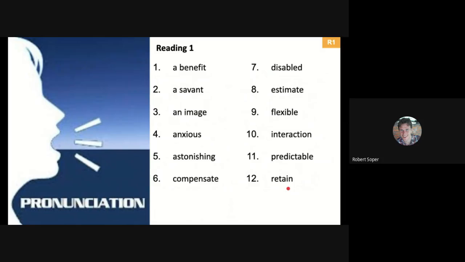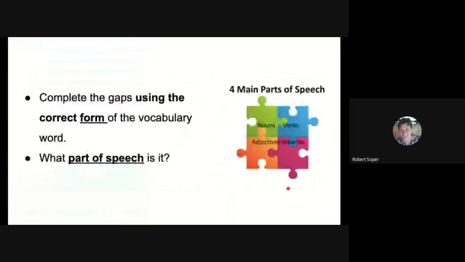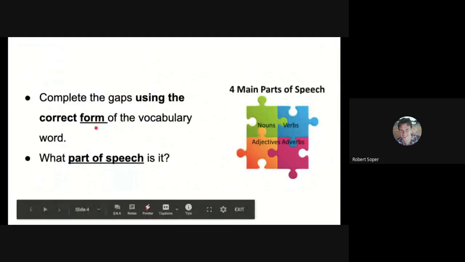Okay, good. Now that we've gone over the pronunciation of these 12 words, we're going to look at how they might be used in context. We're also going to look at the different parts of speech, so how some of these words can be changed into nouns or adjectives or even verbs, and how we would use them in paragraphs and gap fills. So let's press ahead. What we're going to do now is complete the gaps using the correct form of the vocabulary word. And we're going to have to think of what part of speech it is.